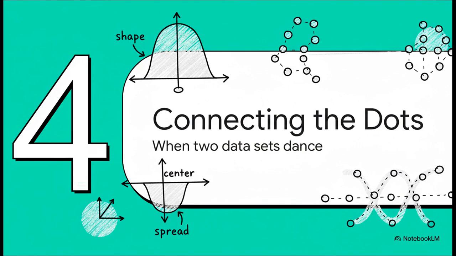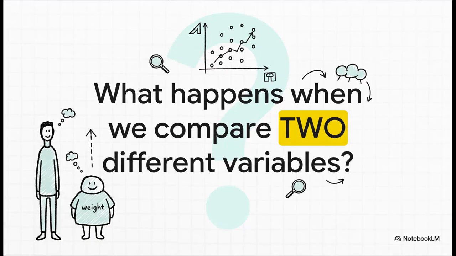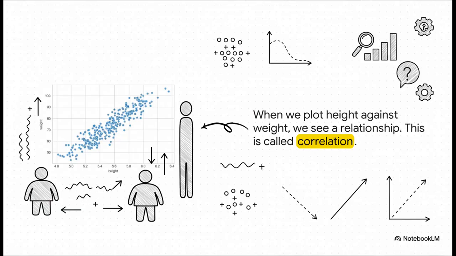Okay, so now we have a powerful way to describe a single variable using its shape, its center, and its spread. But what happens when we introduce a second variable into the mix? Right. What happens if we look at two things at once? For instance, what if we don't just look at height, but we look at height and weight together? Do they have a relationship? Well, we can investigate this by plotting height and weight on what's called a scatter plot. And look at that, a clear pattern immediately emerges. As height increases, weight also tends to increase. This relationship, where two variables move together, is called correlation.